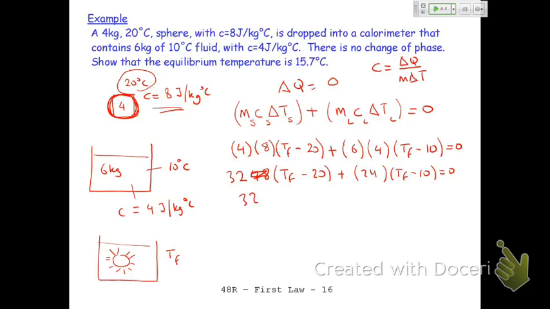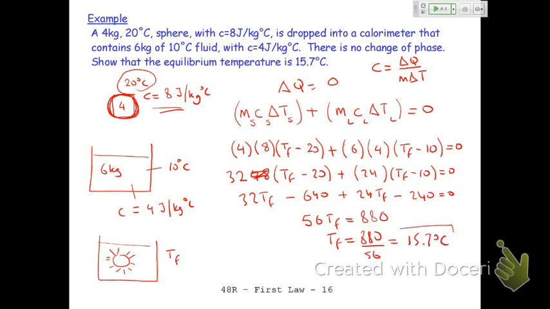So I go 32 TF minus 640 plus 24 TF minus 240 equals 0. So that's going to be 56 TF is equal to 880, if I did that right. So TF is equal to 880 over 56, which equals 15.7. There's my answer.